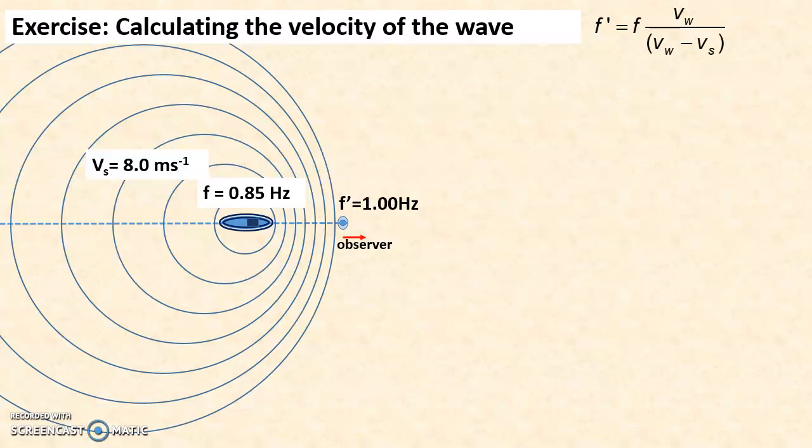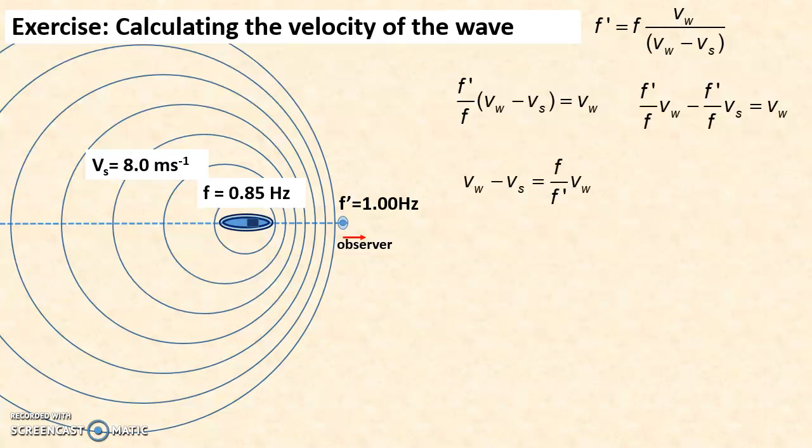Now the source is moving towards the observer, so we're going to use the equation of VW minus VS. So again, I start to simplify like I did in my last problem. And once we've simplified, we get this equation here, VW minus VS equals V dash over V times VW. I want to get the terms with VW on the same side, so I move them to the other side.